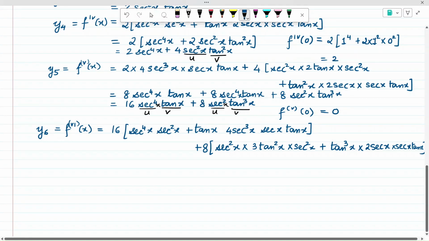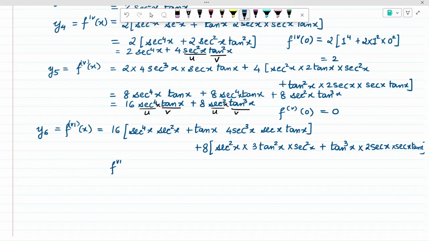Let's calculate directly the sixth order derivative at 0 because we don't want further derivatives. We'll just take a little shortcut here. Wherever there is tan, all the terms will become 0. Like this term will become 0 because of tan. This term will become 0 because of tan. This term will become 0 because of tan. So only the first term is going to give me the value, that is 16 times 1 raised to 4 and 1 raised to 2, that's 16. Okay.